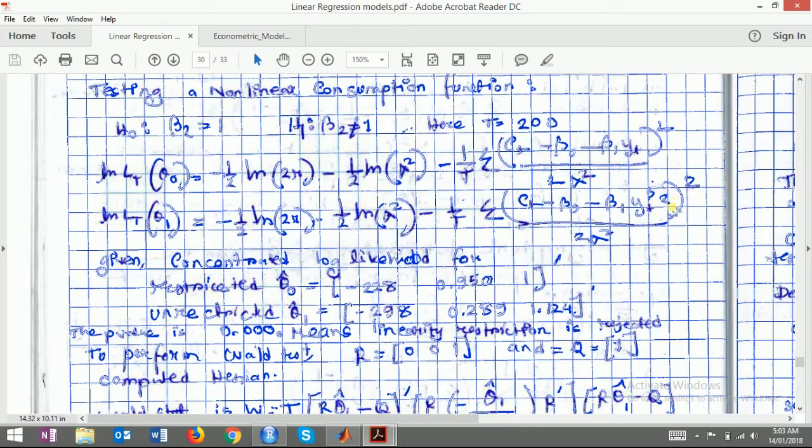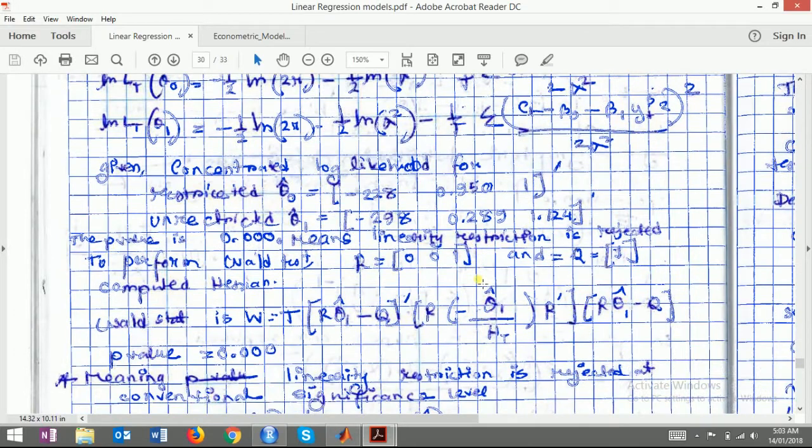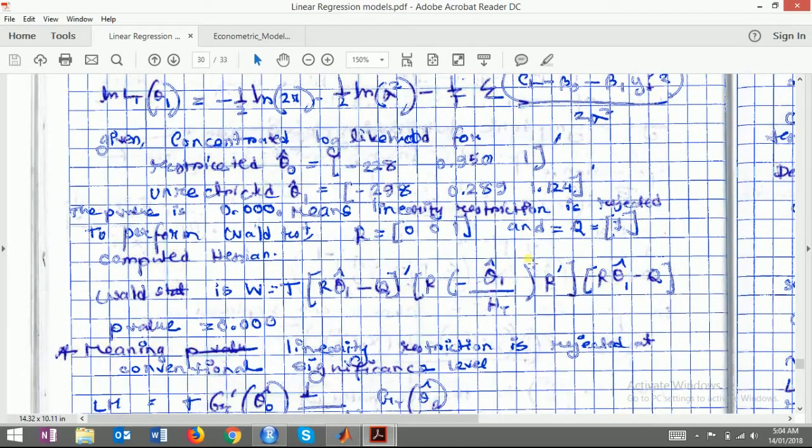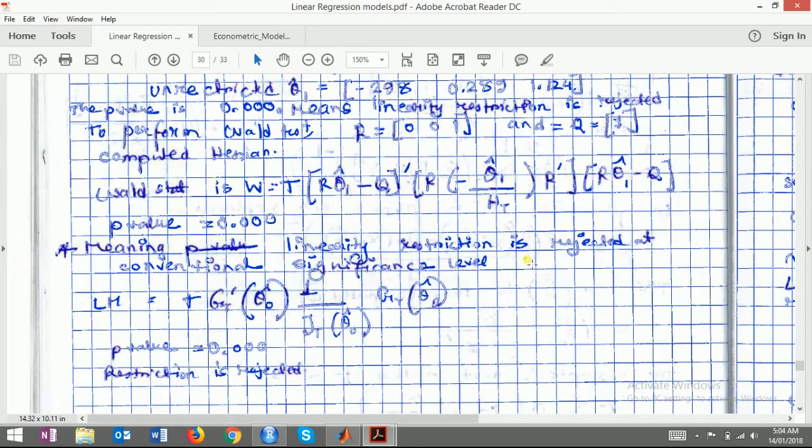Our problem is either beta 2 equals 1 or beta 2 not equals 1. So in the first model, which is a restricted model, we don't have beta 2. In the second model, which is an unrestricted model, we have beta 2. And after concentrating the log likelihood for theta naught and theta 1, you see, because we don't have a beta 2, so this is beta naught, beta 1 and beta 2 is 1. For unrestricted we have a value for beta 2. And then we'll just go through the equations related to the Wald test, LM test and LR test to do the testing.